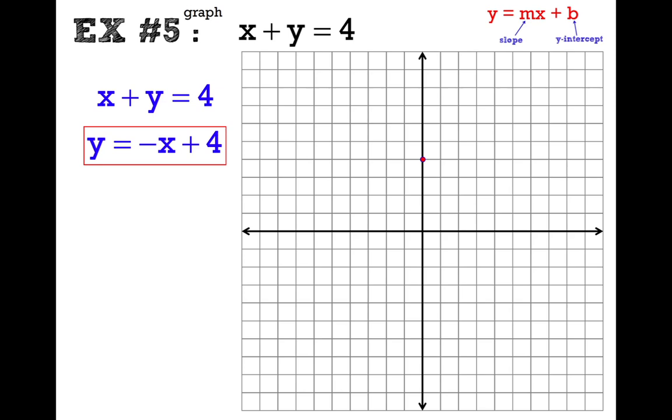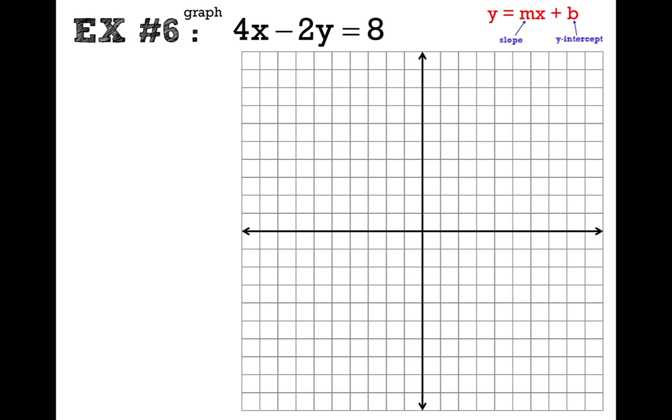That means down 1, 1 to the right. Do that twice. Go back to 4. Go up 1, 1 to the left to complete the line right there. Always makes a straight line because x to the first power. Line through it all the way as far as it goes. Arrows on the end, and we're good on that one.